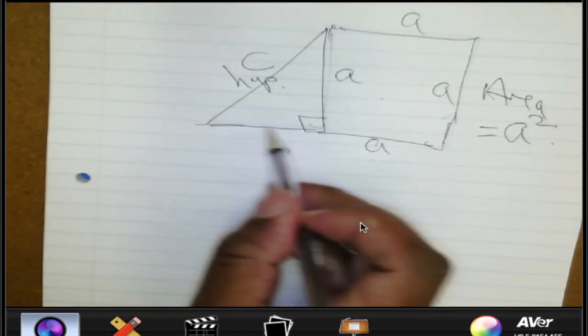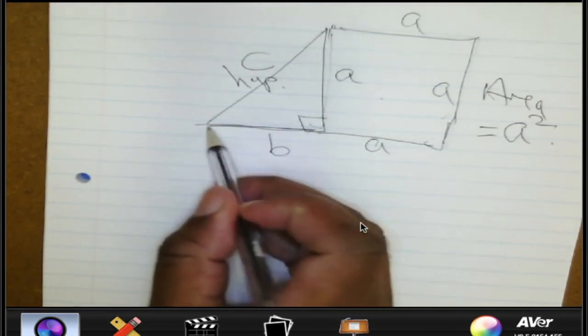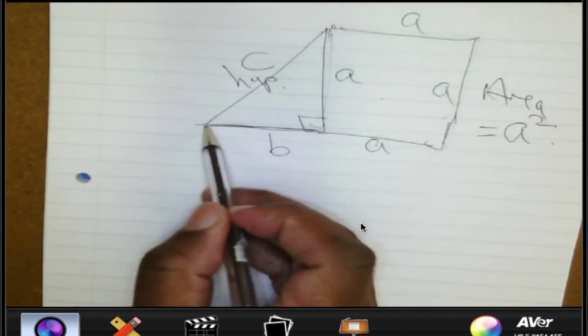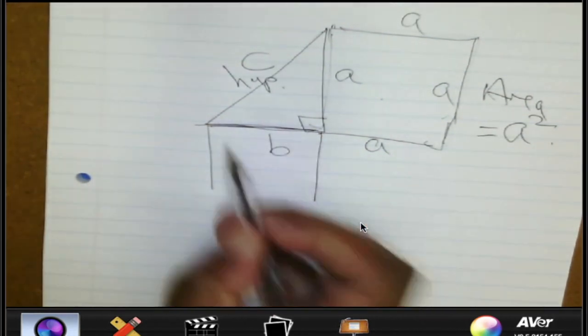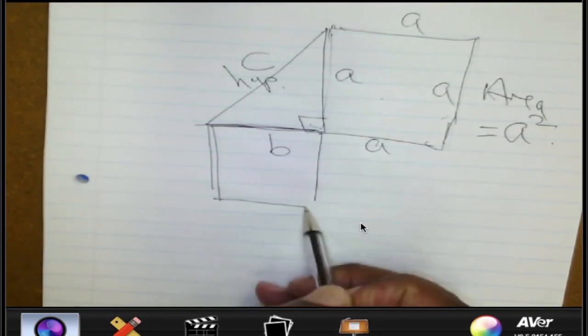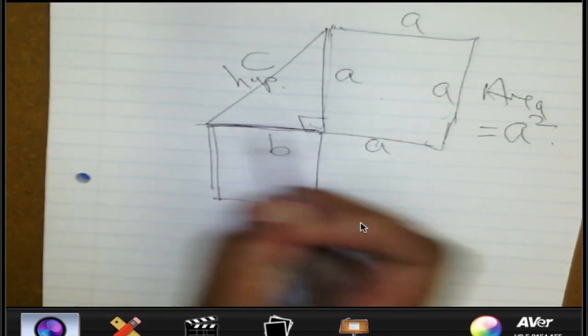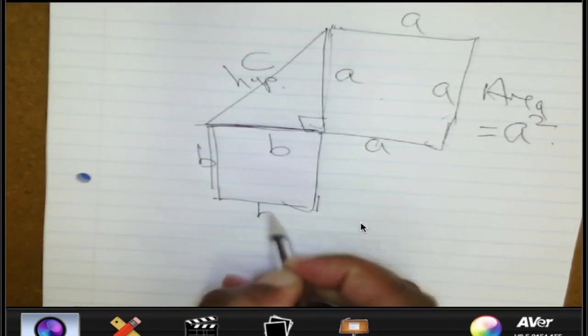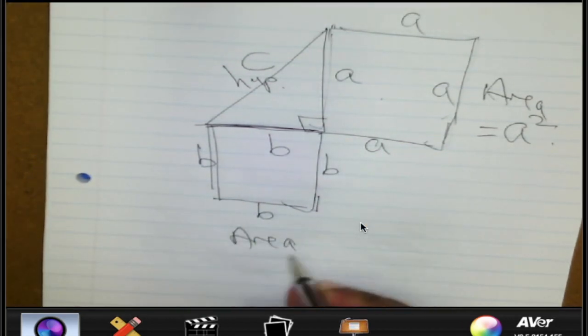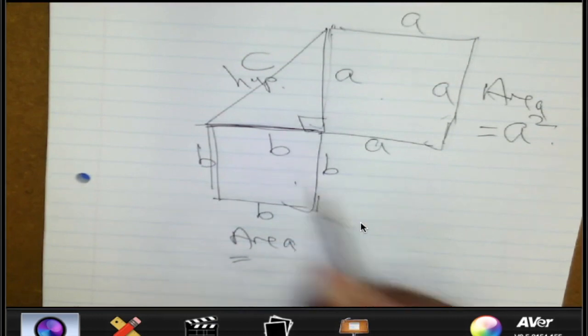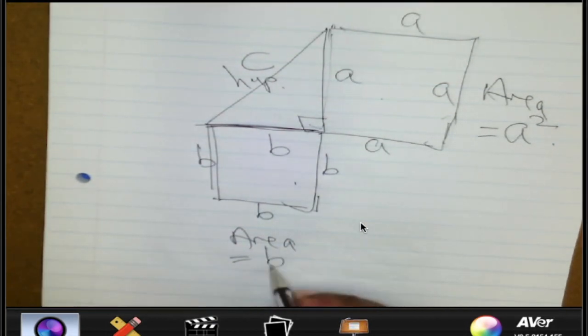Then this other side has a length of B. So if this is B, then I'm going to draw a square, and the sides of this square should be equal to B. So if that is B, then this is B, then this is B, and then that is B. So what is the area of this square here? That will be B squared, which is B times B.